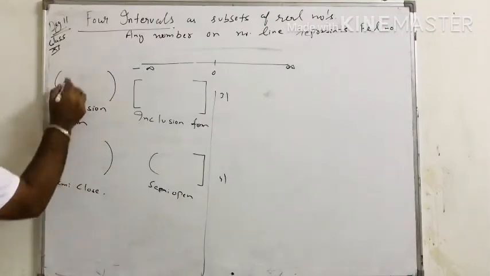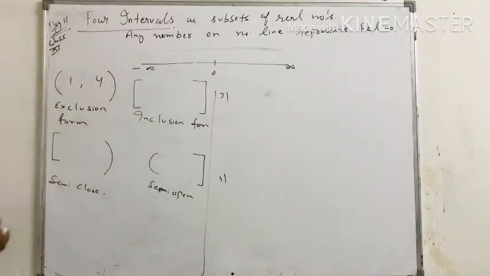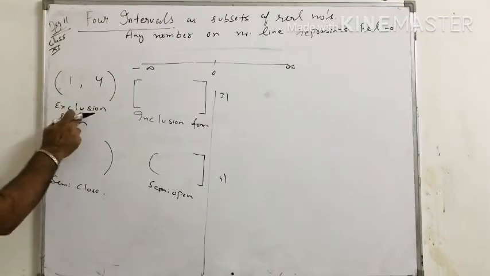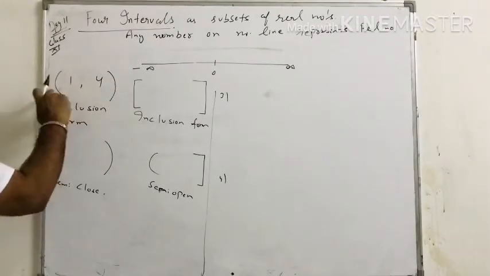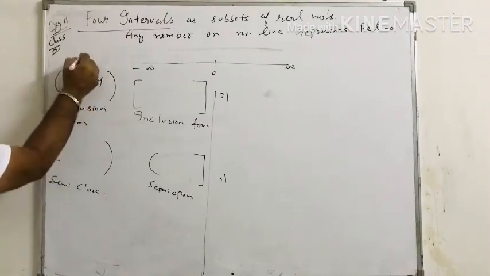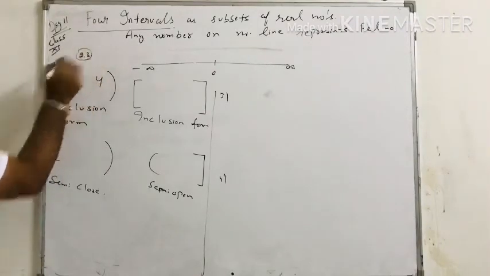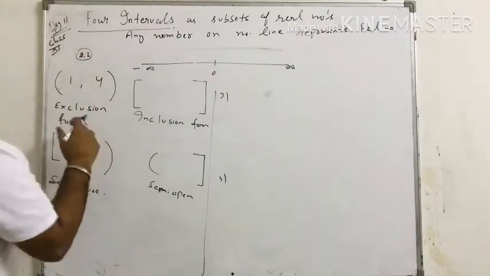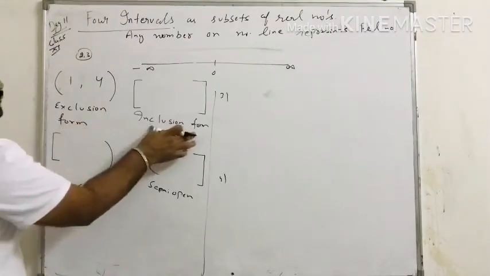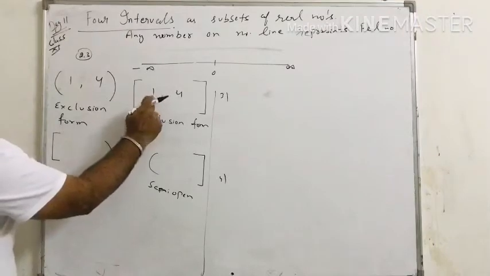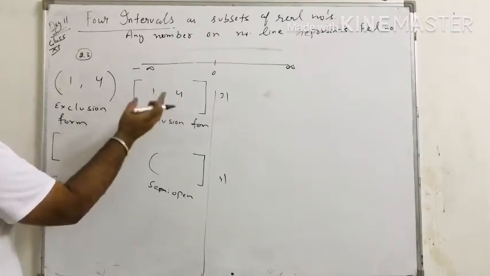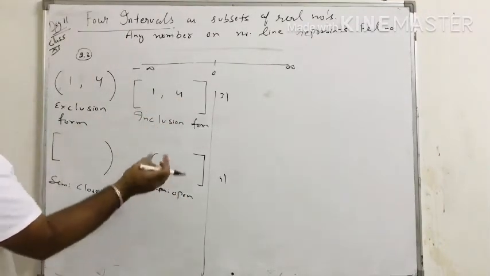Exclusion form means, for example, there is a number 1, 2, 4. Exclusion means we don't include 1 and 4. So the number between 1 and 4 means 2 and 3. So this is exclusion form. But inclusion form, if the number is 1 to 4, we include 1 and 4. So the number is 1, 2, 3, 4.